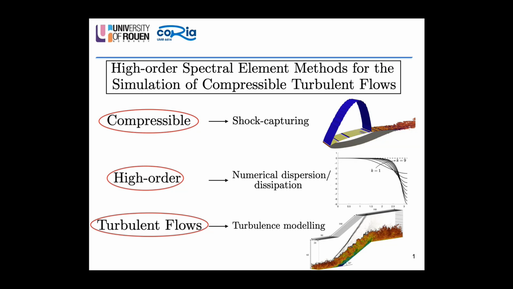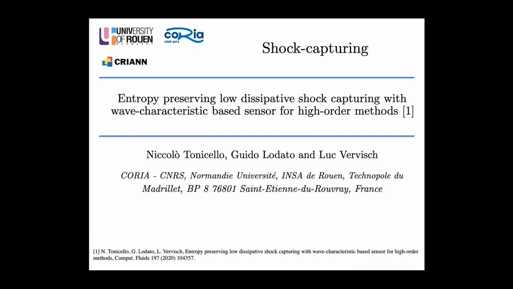So today's presentation will be essentially organized following these three main topics. The first part will be focused on the shock capturing technique I developed during the first part of my PhD. In the second part, we will discuss the most common spectral analysis techniques to estimate numerical dissipation and dispersion of high-order methods. And finally, we will consider a series of fully turbulent compressible flows where all the above-mentioned features will be simultaneously involved. So the first part of the presentation will be on the entropy-preserving low-dissipative shock capturing developed in the first part of my PhD.